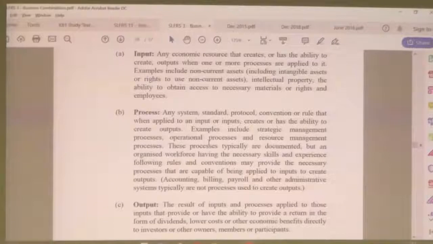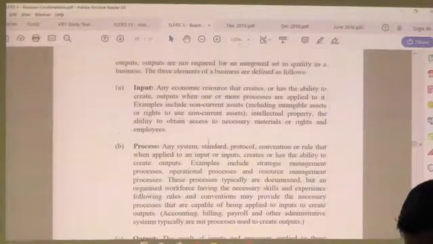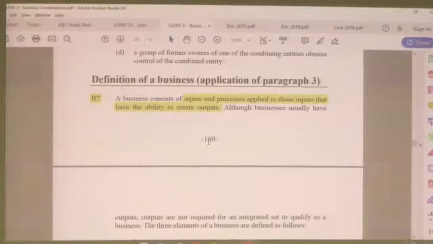Processes, finally you have the results of input and process applied to those inputs that provide, or have the ability to provide, a return in the form of dividend, lower cost or whatever, right? Fine. When you define a business, the relevant paragraph is B7. To be a business, what conditions should be satisfied?